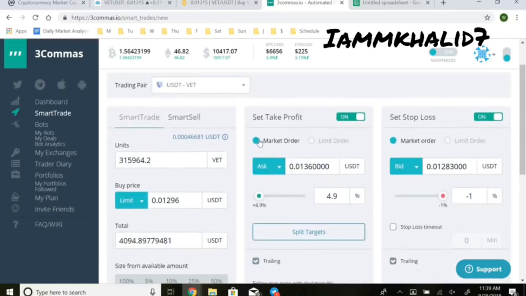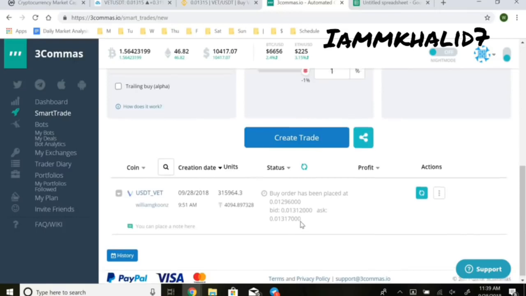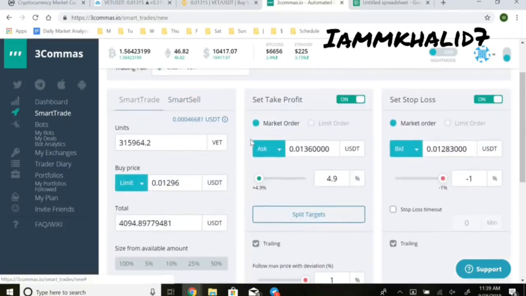So let's just run through quickly how to use this, how I used it to set my first trade with it. Of course, I'll make more videos going really in depth into 3Commas, but I wanted to include it in this video because I think it's an important part to being able to trade efficiently and effectively.